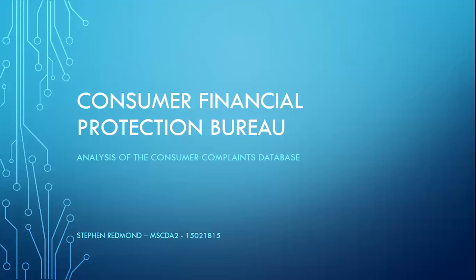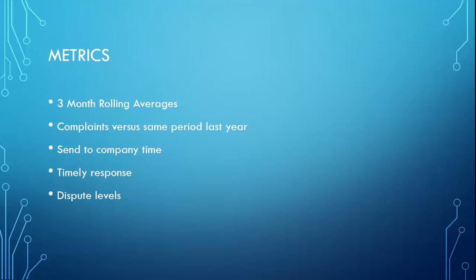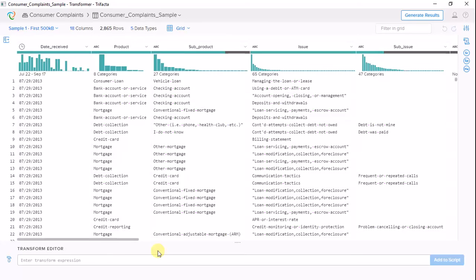Welcome to this presentation of the analysis of the Consumer Complaints Database for the Consumer Financial Protection Bureau. The metrics used were the 3-month rolling averages of the complaint counts for this period of 3 months versus the same period last year. As part of the initial data investigation, the data was loaded into Trifacta, which allowed us to look at the different values in the data fields and their distributions, which allowed us to derive a design for the application.